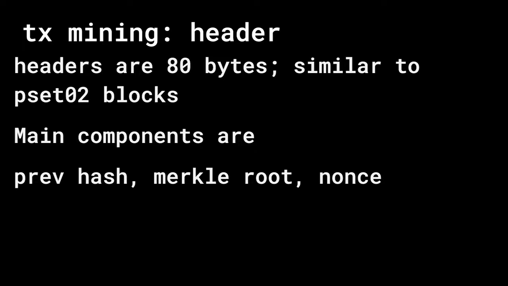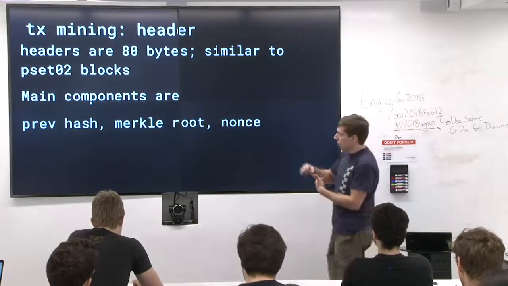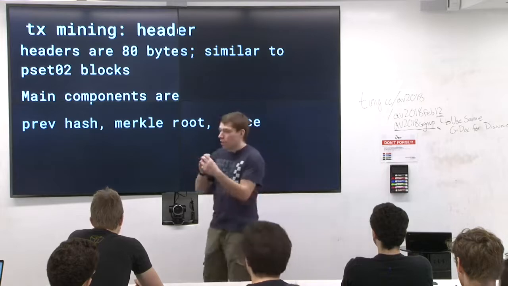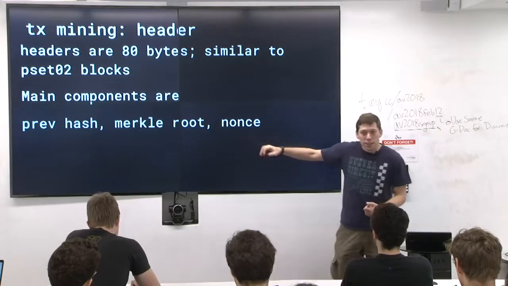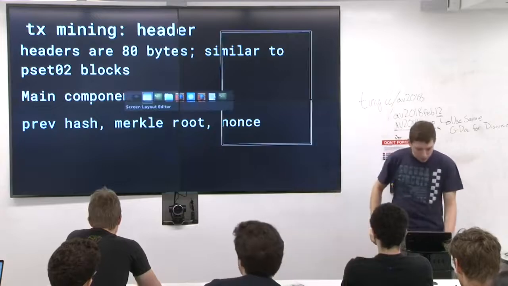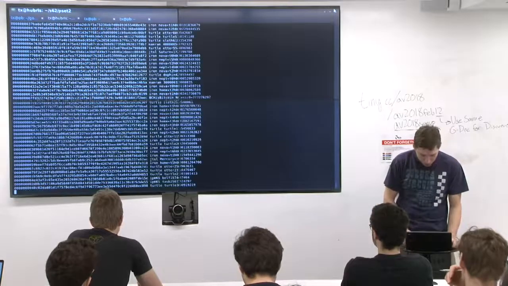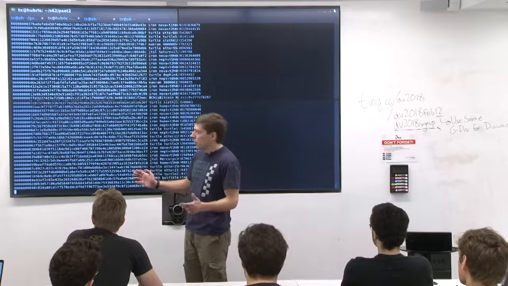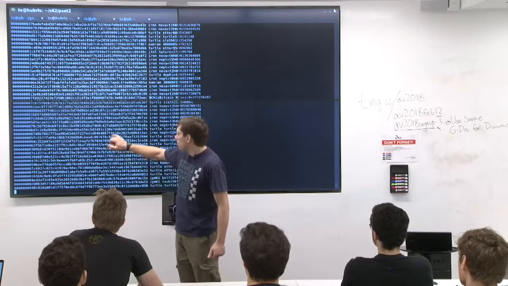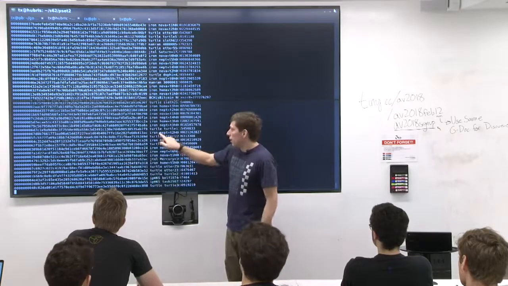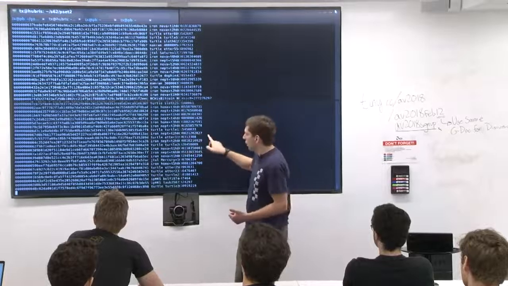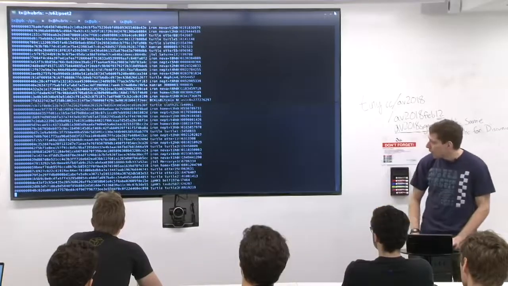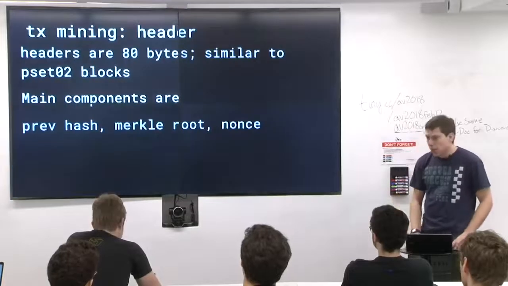The headers are 80 bytes, and they're actually quite similar to the blocks in problem set 2. So the main three components are the previous hash, the Merkle root, and the nonce. And so this is like in the problem set, right? You start with the previous hash, then you have data that you're actually committing to, and then you have some data that doesn't have any actual meaning, just to get the work done. To reference, if you look through the work people are doing right now, this is all public, the current problem set. There's a previous hash, which is basically the hash of the line above it. And then there's some data you're committing to, in this case, people's usernames, and then some non-meaningful data, just random numbers and stuff, it looks like. So very similar. Okay, any questions about this idea?